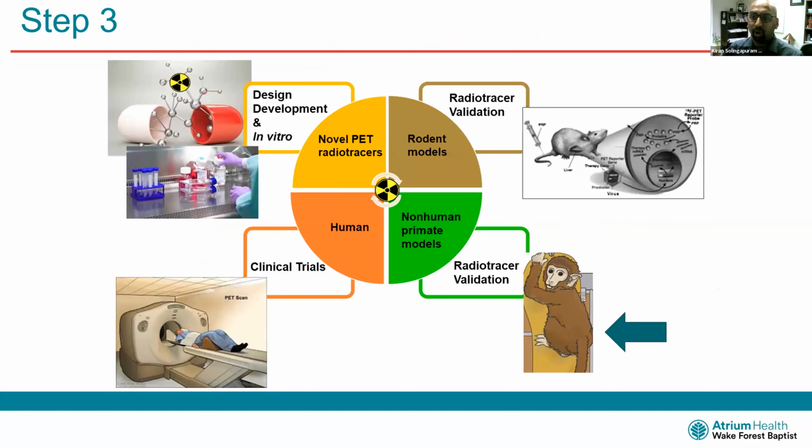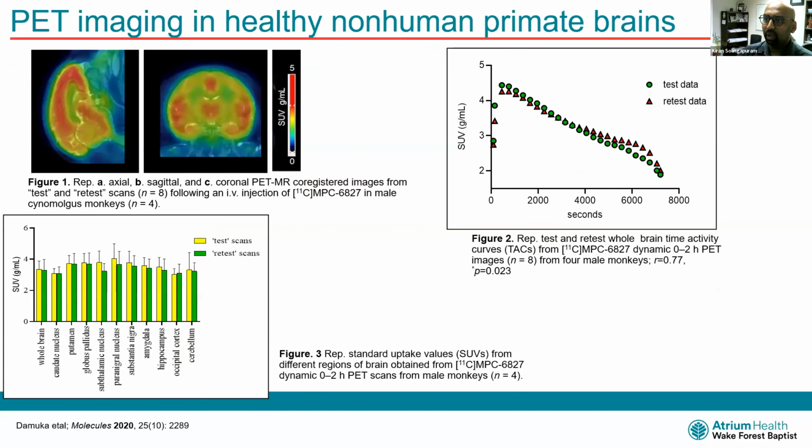Now we want to see how it behaves in the monkeys. So we first did some imaging in four healthy male vervets, and we saw that the uptake was very much favorable, as you can see here. The high brain uptake and favorable pharmacokinetic properties, including the peak activity within 5 minutes, like you can see. And more importantly, the test and retest scans were reproducible.